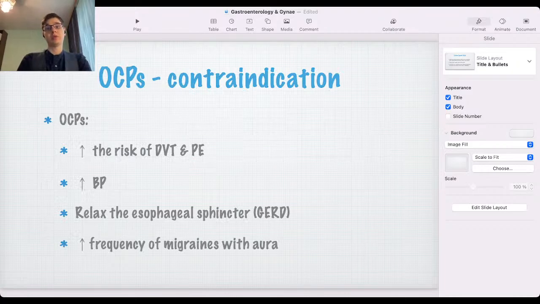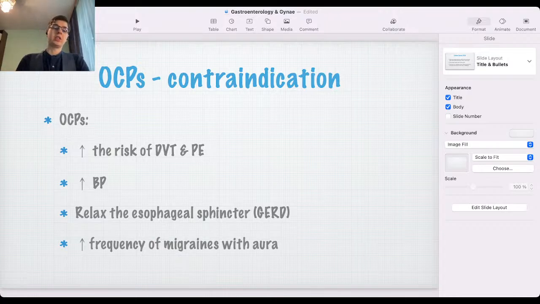And what are the OCPs' contraindications? Usually it is a DVT, because OCPs increase the risk of thrombosis and also the risk of pulmonary embolism. Also, they are contraindicated in GERD because they act as a relaxant of the lower esophageal sphincter. They are contraindicated in hypertension due to the fact that they increase the blood pressure. And lastly, they increase the frequency of migraines with aura. Therefore, they are contraindicated in migraines with aura.